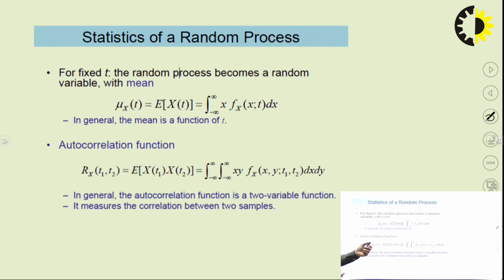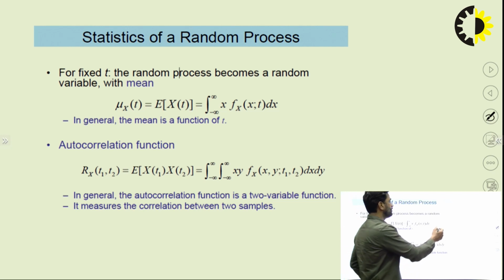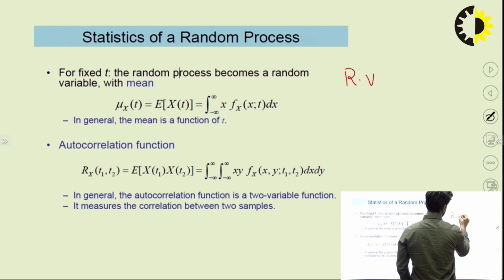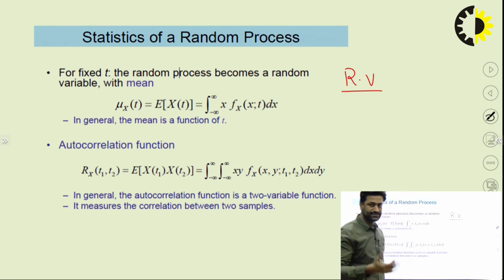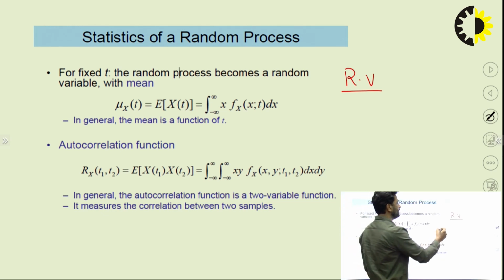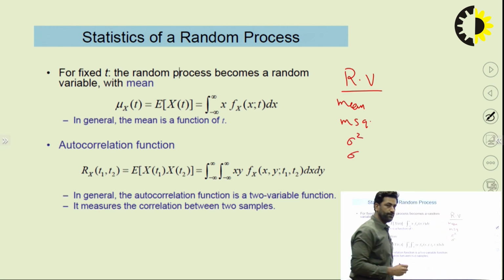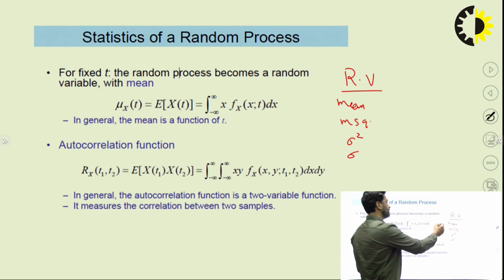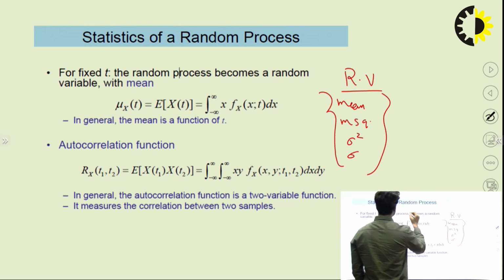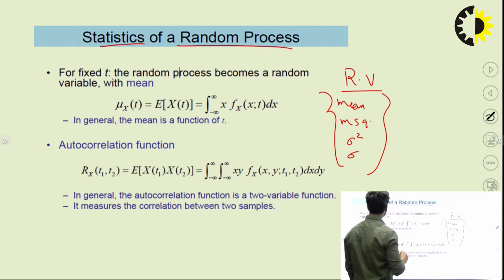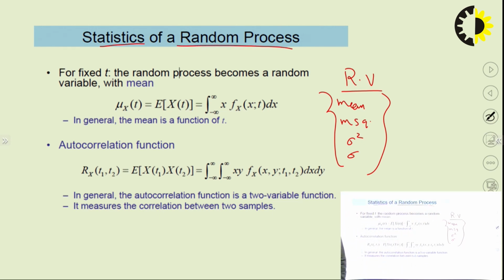Now, statistics of random process. We have done the statistics of random variables: mean, mean square value, variance, standard deviation. These are some statistics of a random variable. Now, again we have to do the statistics of a random process. For a fixed t, a random process becomes a random variable with mean mu x(t).